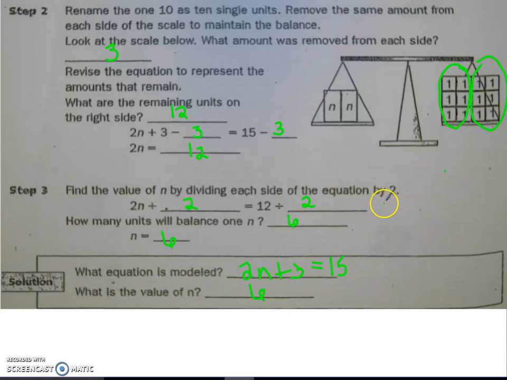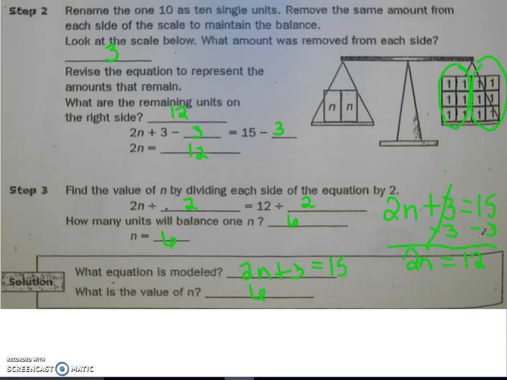Okay, the way that this is going to look algebraically is if you have 2n plus 3 equals 15. You want to remove any addition or subtraction, any constants. You want to keep the variable on one side and numbers on one side. So to get the variable by itself, we are going to minus 3. 3 minus 3 cancels out. 15 minus 3 is 12.